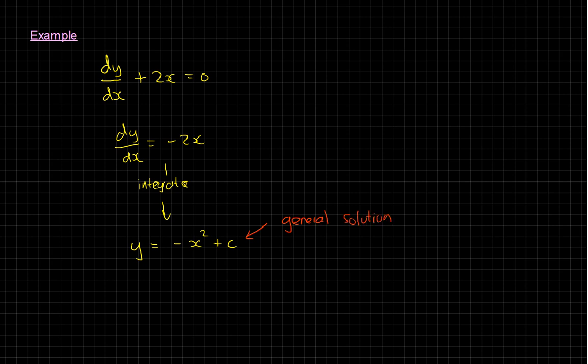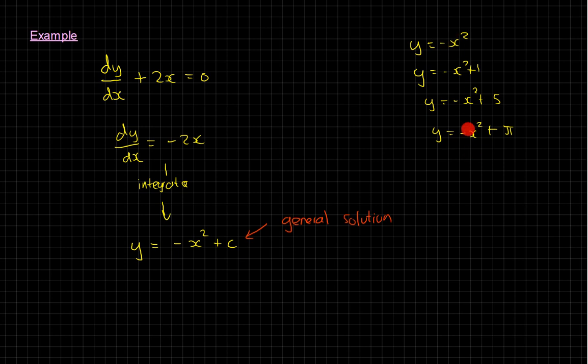That general solution describes an infinite amount of possibilities, right? Because we've just shown that y equals minus x squared should work, y equals minus x squared plus 1, y equals minus x squared plus, I don't know, 5, y equals minus x squared plus pi. I mean, this c can be absolutely anything we like. So there's an infinite amount of possibilities.